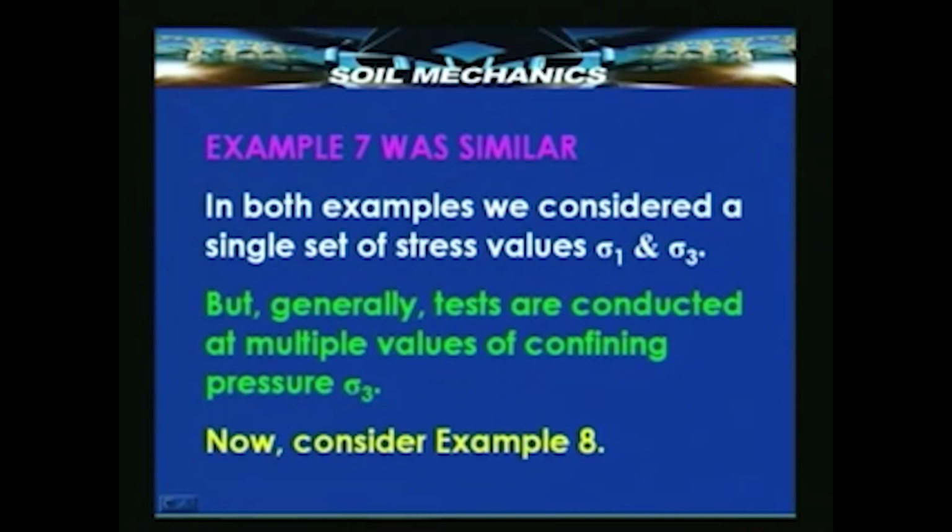Now, in both these examples, we considered a single test with one single sigma 3 and sigma 1. But as I mentioned a few minutes back, in a typical triaxial test, we always make use of several confining pressures and find out the corresponding failure axial stresses and plot Mohr circles one after the other for each confining stress and find out a common tangent which will give us the failure envelope. So, let us see examples of that. Let us go to example number 8.